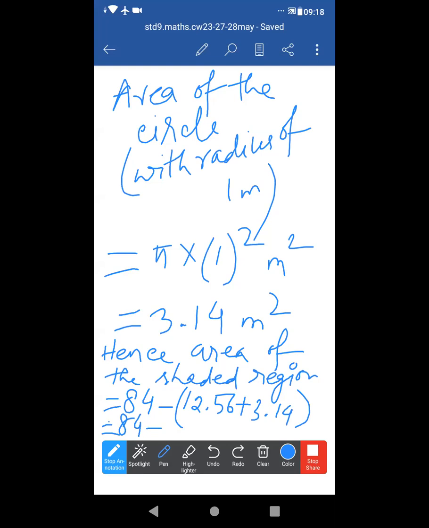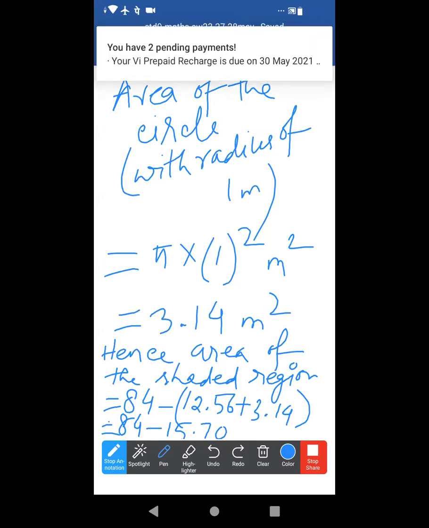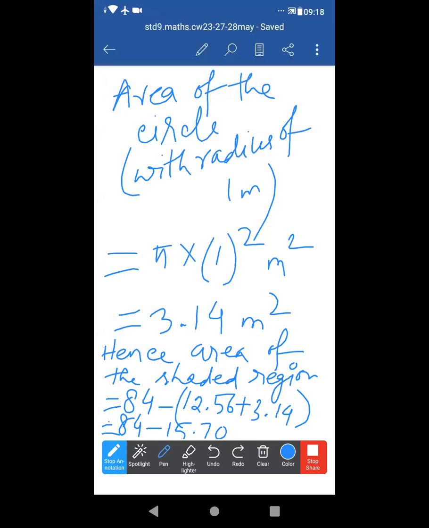15.7. Yes or no? Acha, okay. And 68.83. 68.3 meter square. Okay. Then I'll move to the next one. All of you completed? Yes, ma'am. Can you do question number E?